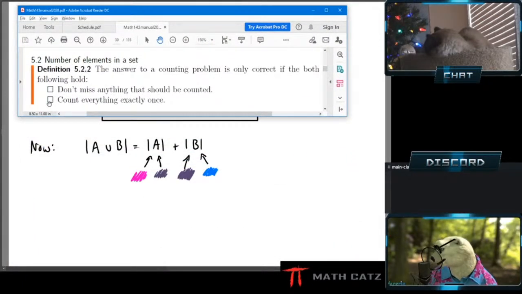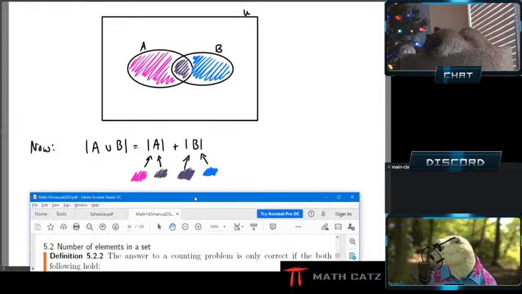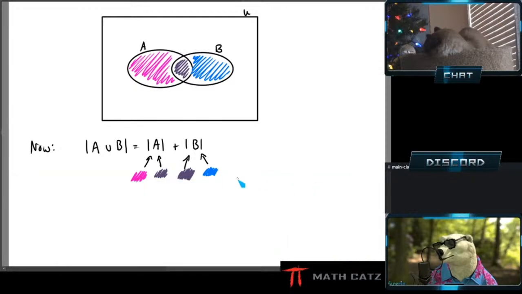But the second one, I also have to count everything exactly once, or my number won't be correct. The number that I get at the end won't be right. If I count something double, then my number is going to be much bigger than it should be. And that's exactly what's happening here. When I consider A, I'm counting all the pink stuff and all the purple stuff. When I'm considering B, I'm counting the purple stuff again and the blue stuff for the first time. So the purple stuff, those are counted twice. So my number's not right.